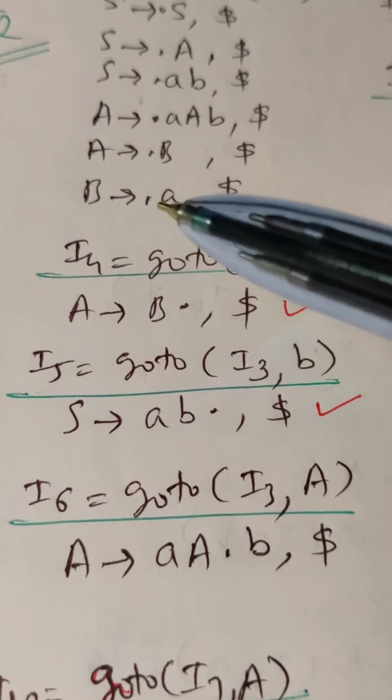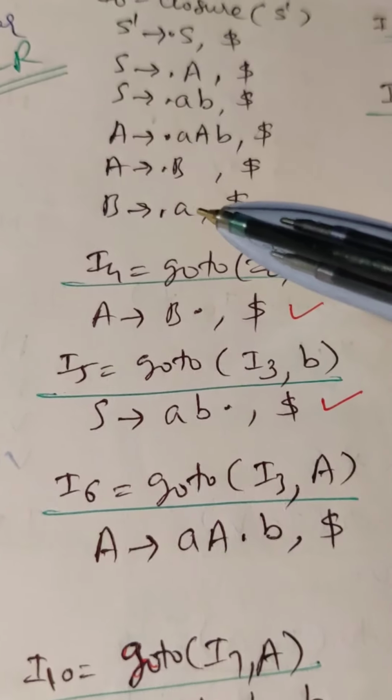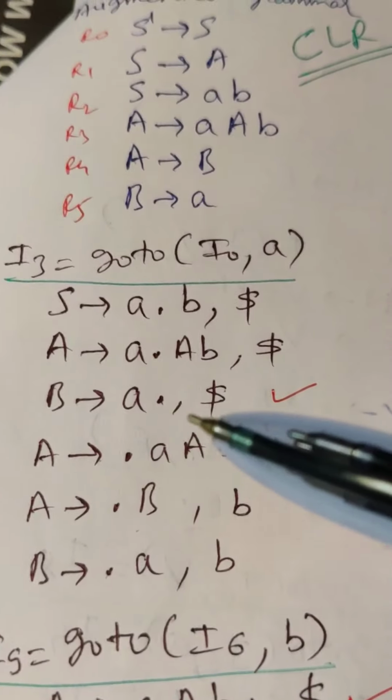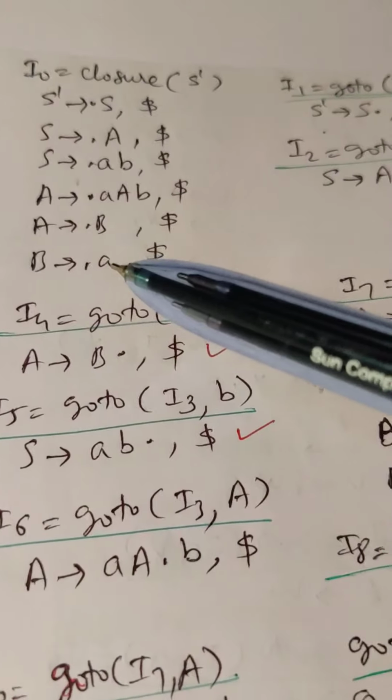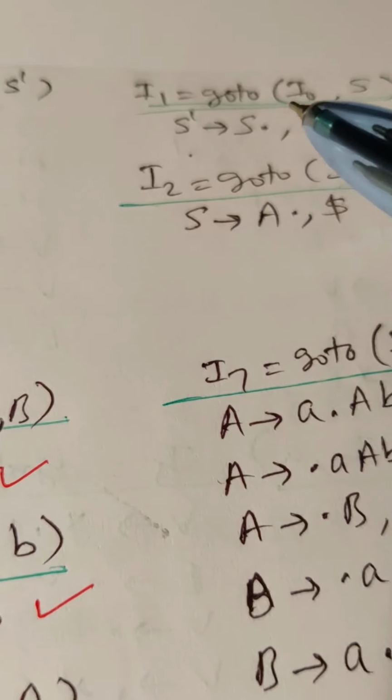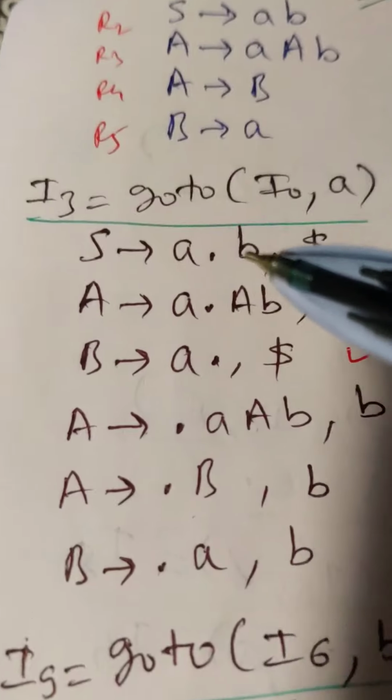Now I0 is over because this is already covered. Don't take it again. Here I0 comma A is already taken, so don't take it again. Now we move to the next item. Item number 1 is already finished. Item number 2 is already finished. So we move to item number 3 now.